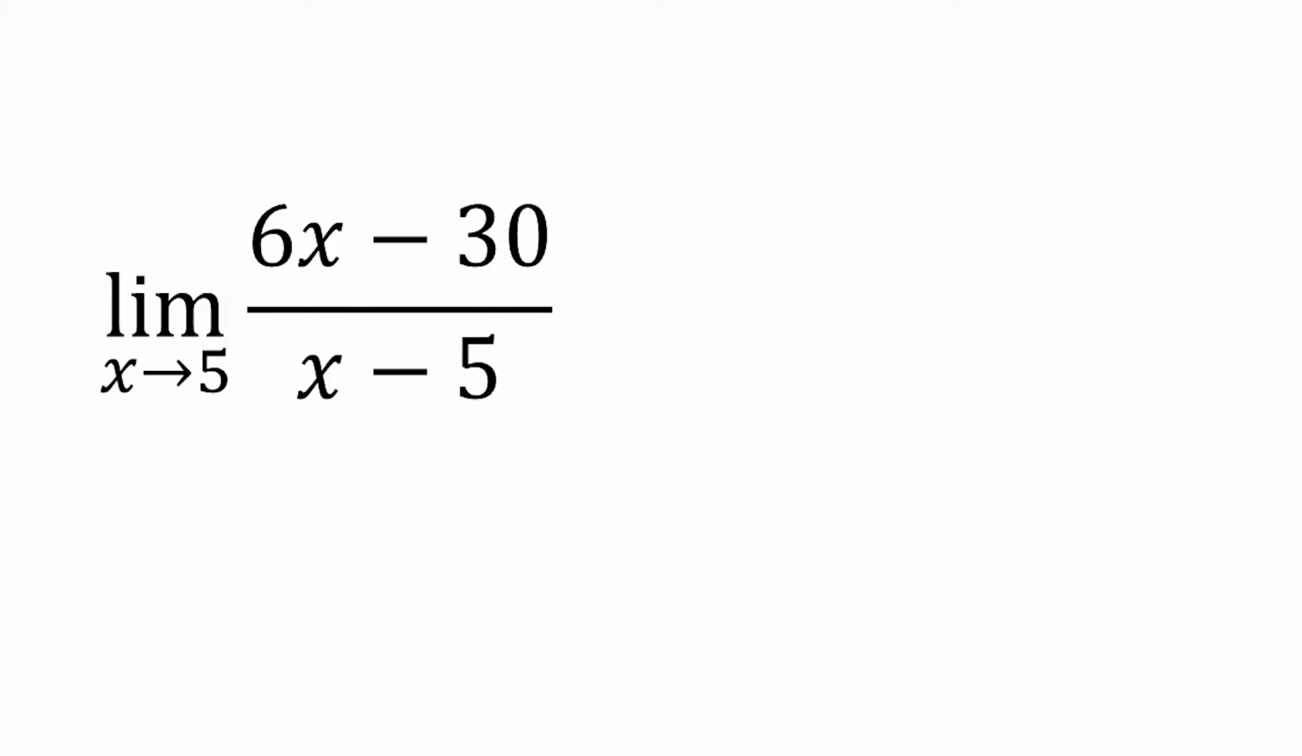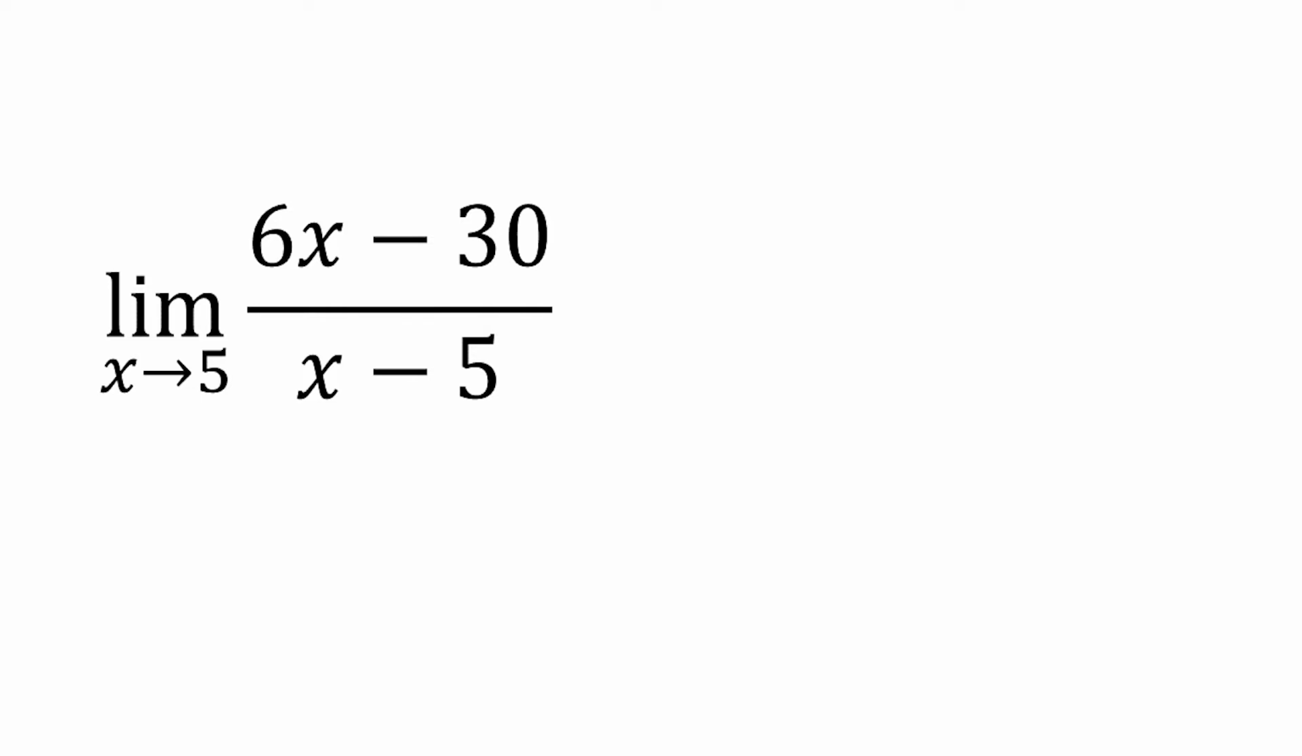So one limit is 0 and the other limit doesn't even exist. So does that mean that the limit as x goes to 5 of the function 6x minus 30 over x minus 5 doesn't exist? No, it doesn't, because the limit does exist and the limit is not 0.